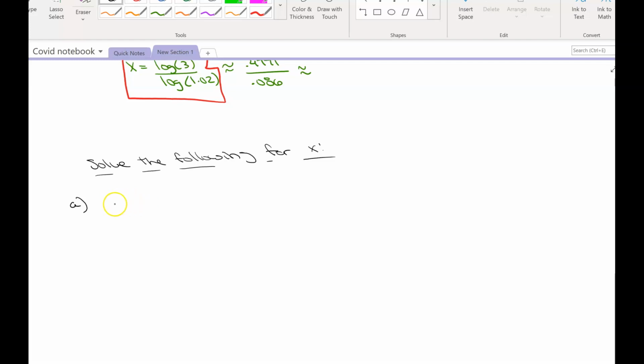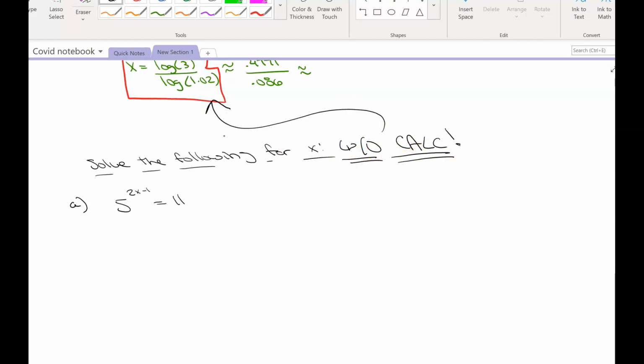All right, 5 to the 2x minus 1 equals 11. And here, I want you to solve without a calculator, which means you leave your answer in exact form, which is like that in the case above, okay? And here's B.